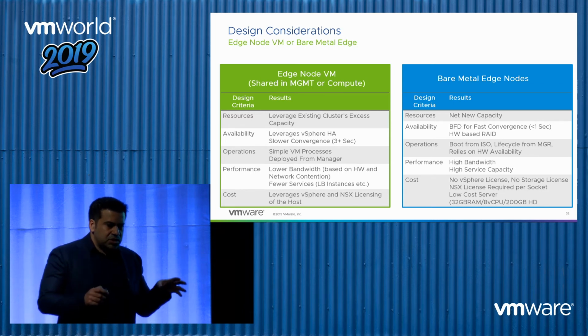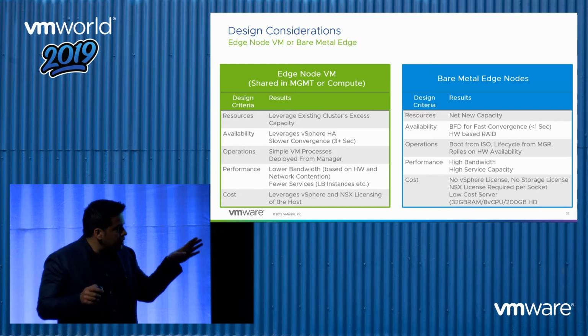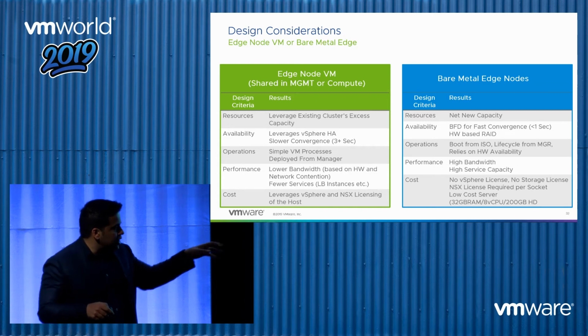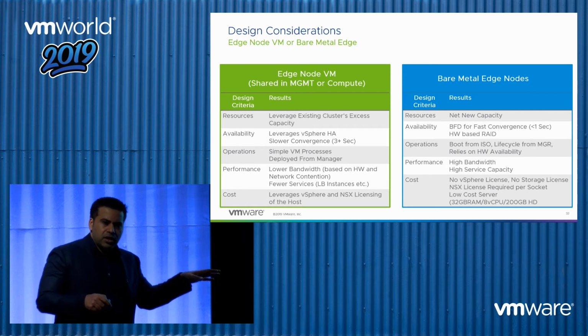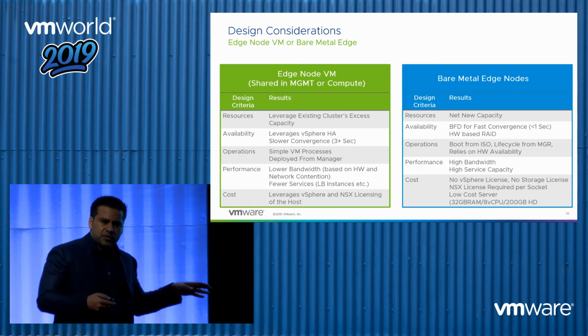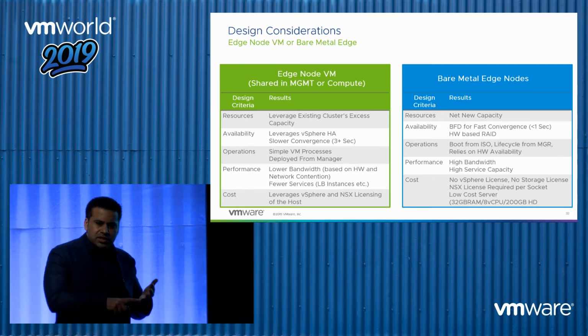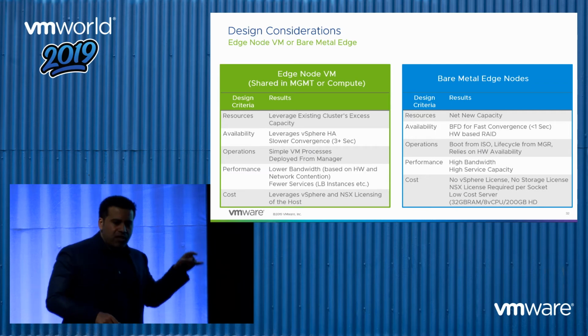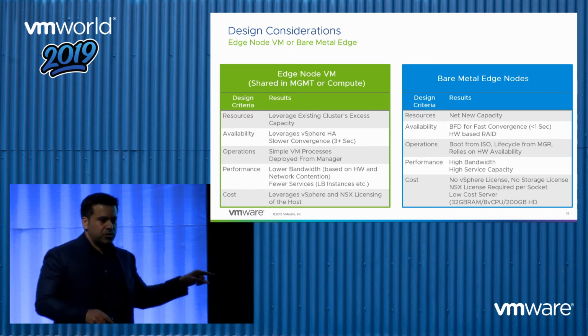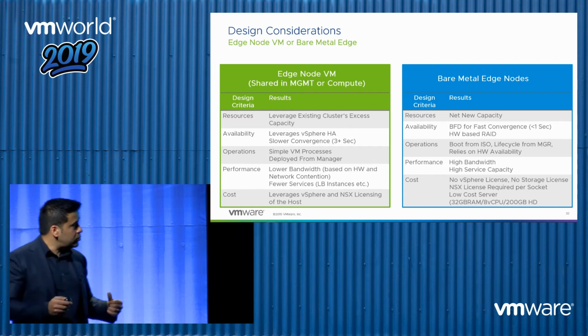And so the cost is an interesting part on bare metal edges. I want to make sure that you understand this, that it's on a low cost server like 32 gig RAM, 8 vCPU, and 200 gig hardware box. It's not really that expensive a proposition. You're not using ESX licensing here. There is no vSphere licensing. All you're using is NSX license per socket. So if you have applications that require sub-second convergence, think about this. It's not an expensive proposition compared to a VM form factor.